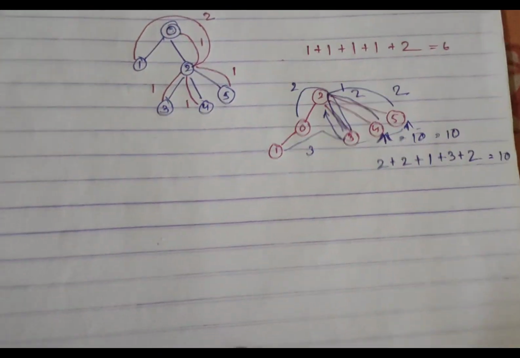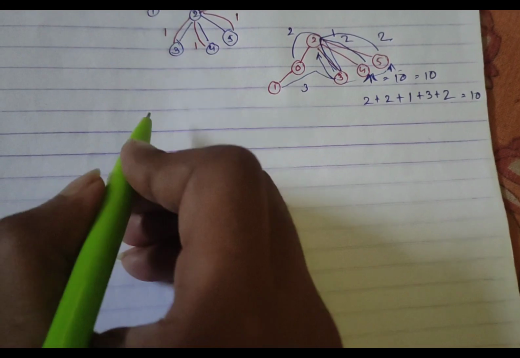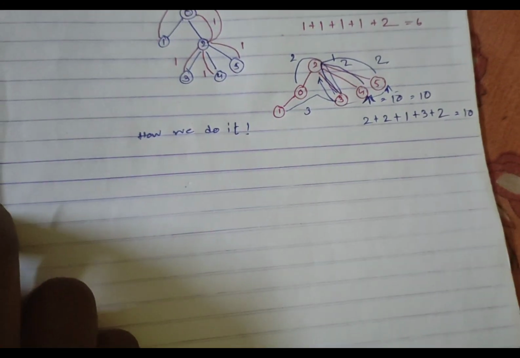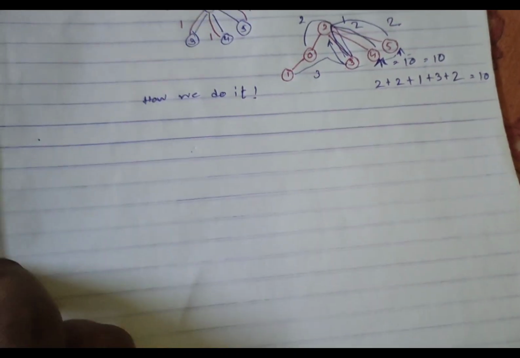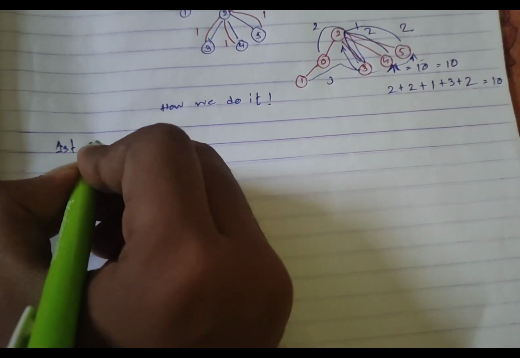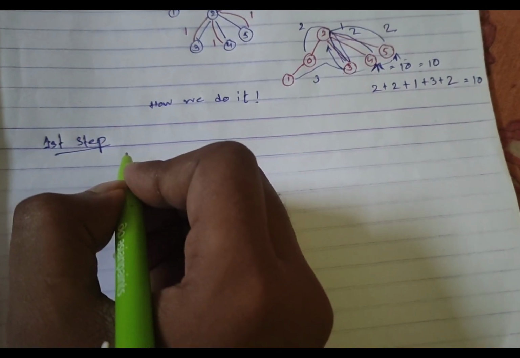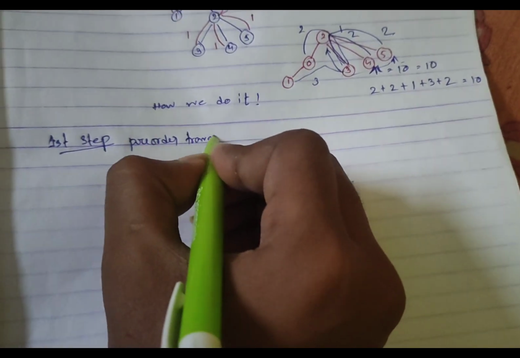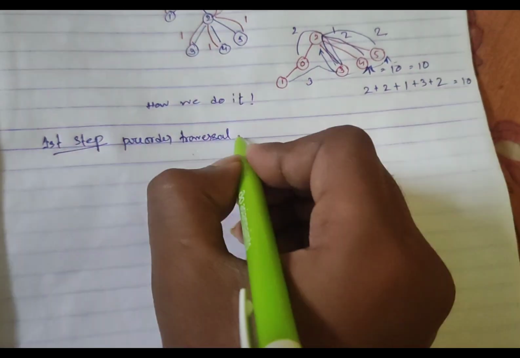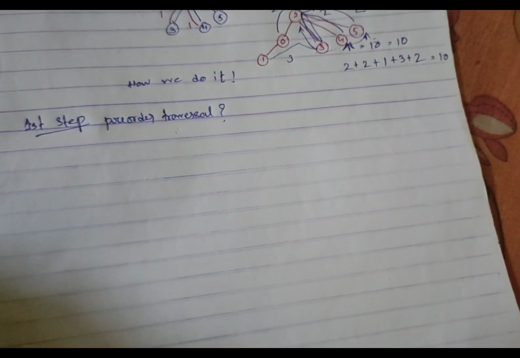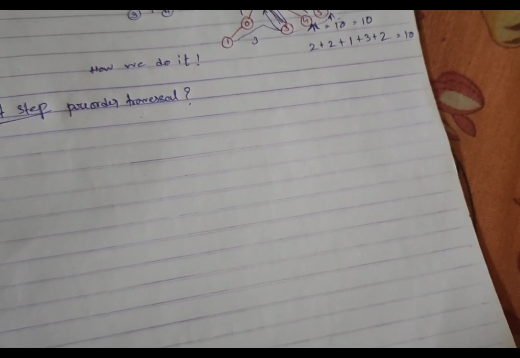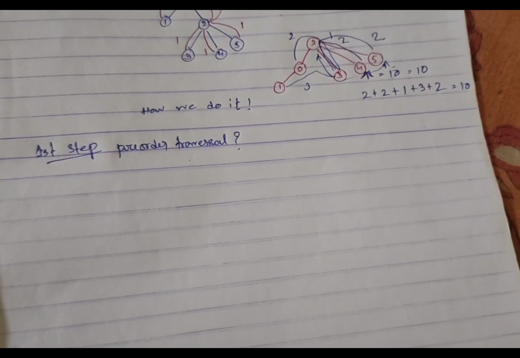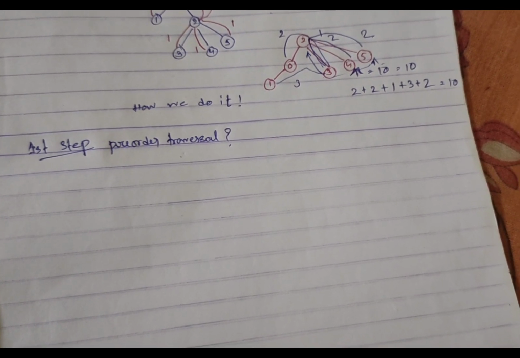Okay, so how do we do it? In the first step we are doing pre-order traversal. Okay, so why pre-order traversal? Because the first step of pre-processing is to identify the number of nodes that fall under a particular node, including itself.